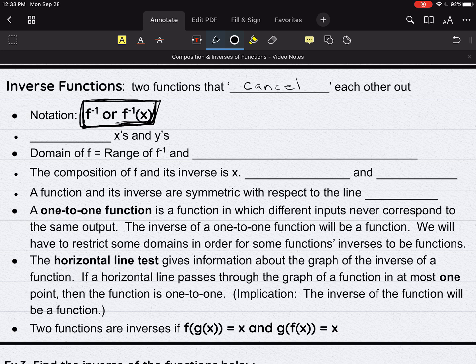And the way we do that is to switch my x's and y's. So if I'm switching the x's and y's of my original function, that means that the domain and range are also going to be flipped. So the domain of f is the range of my inverse, and likewise, the range of f is the domain of my inverse.